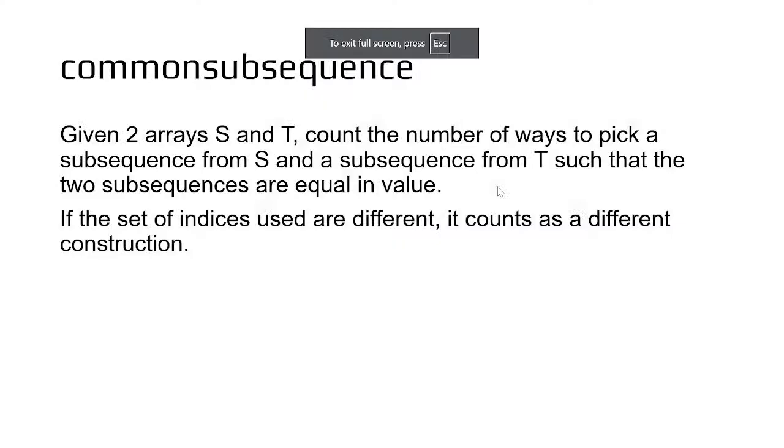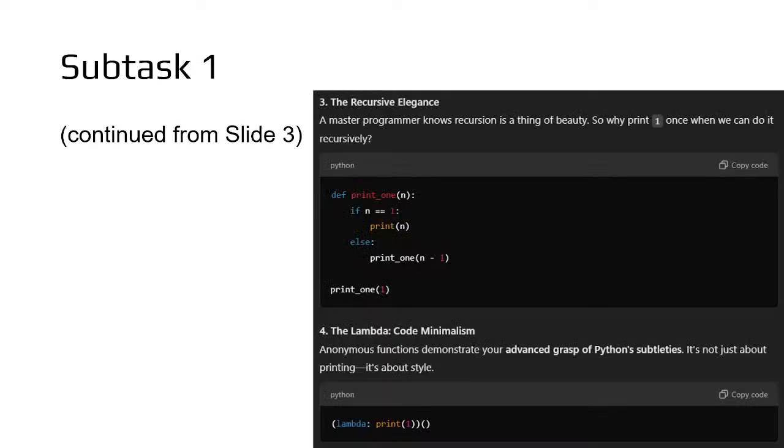So anyways, you are given two sequences S and T, and you want to count the number of ways to pick a subsequence from each of them so that the two subsequences are equal in value. And if the set of indices used are different, they count as different constructions. For subtask 1, clearly if the subsequences are non-empty, then it does not work. So the only subsequence is the empty subsequence.